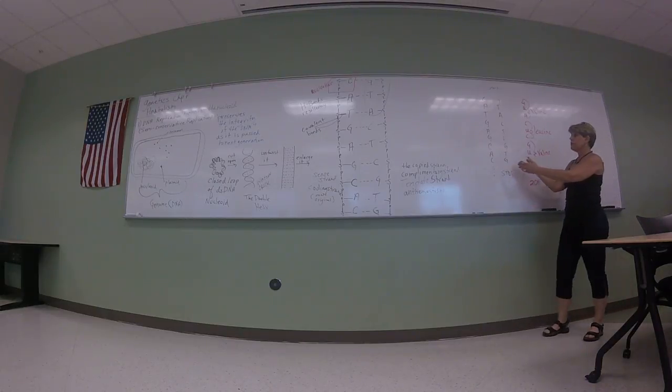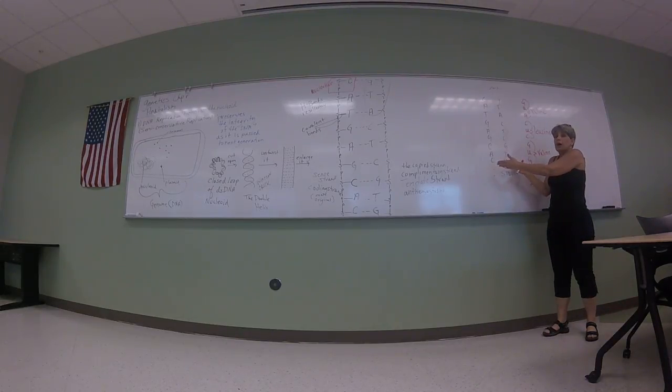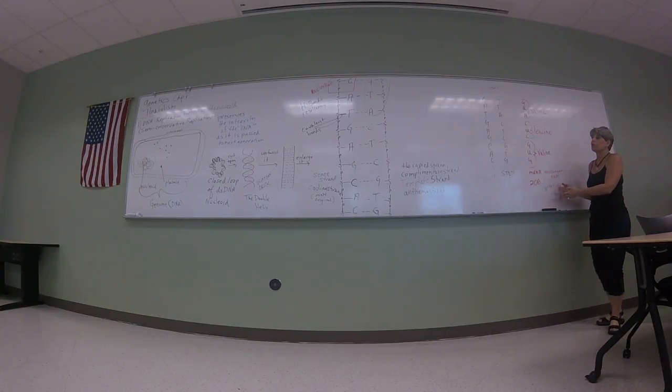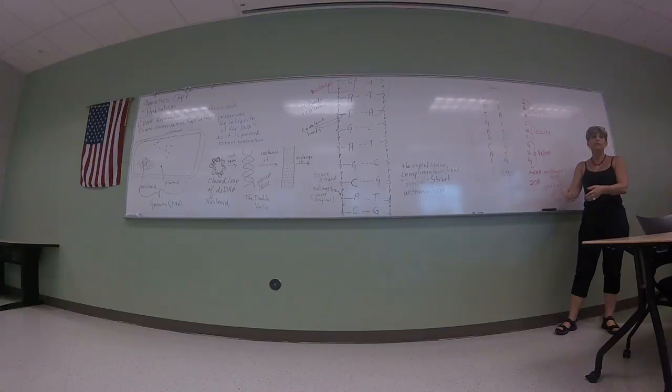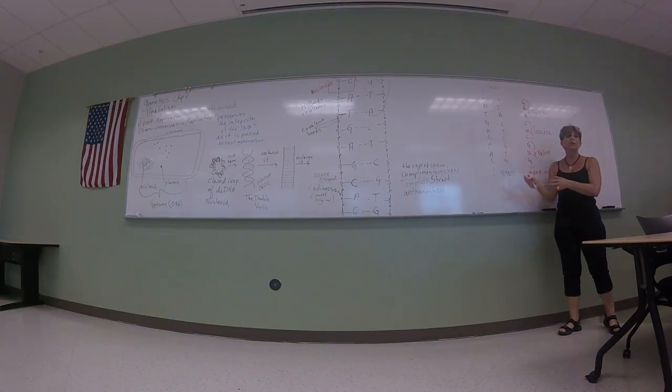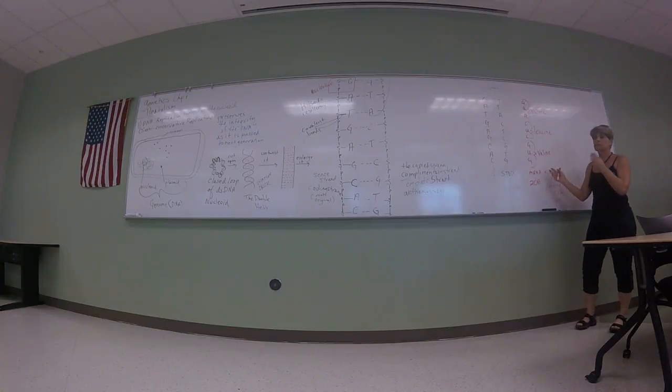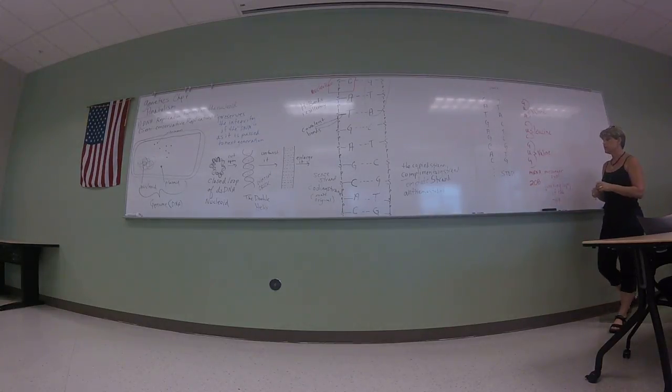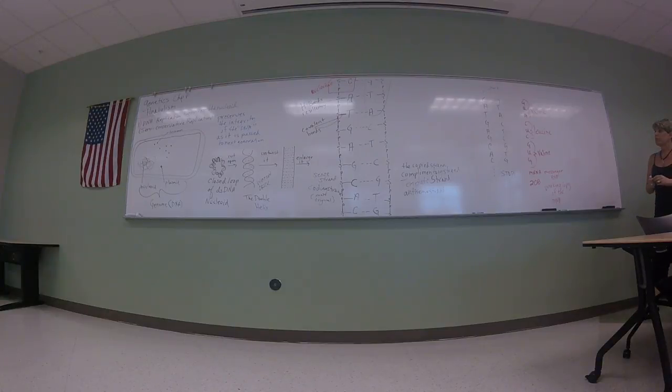Why do I have to make a double-stranded copy? I'm not passing it on to the next generation. It's just my working copy. So it would be wasteful of me. I'd be wasting nucleotides, wasting enzymes, wasting time, wasting energy. I don't need a double-stranded copy. I only need a single-stranded copy. So RNA is your single-stranded copy.